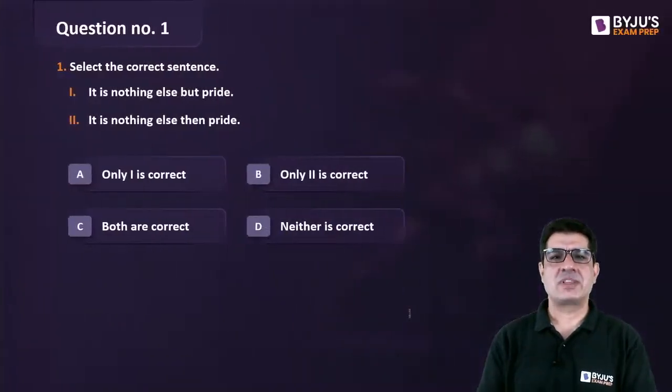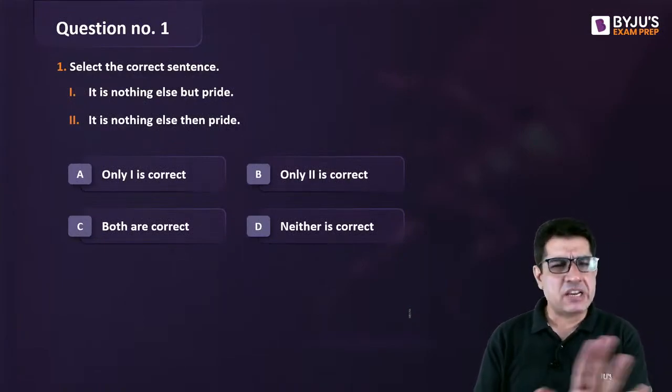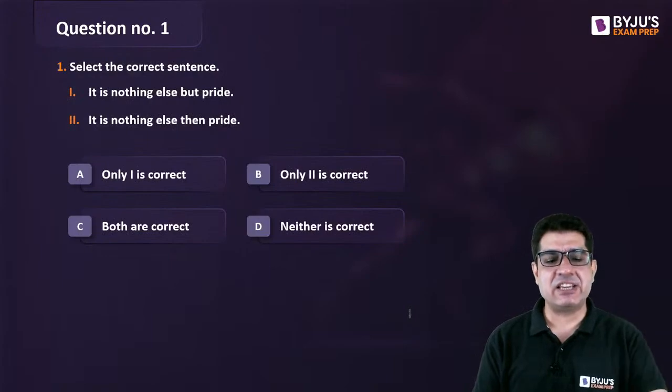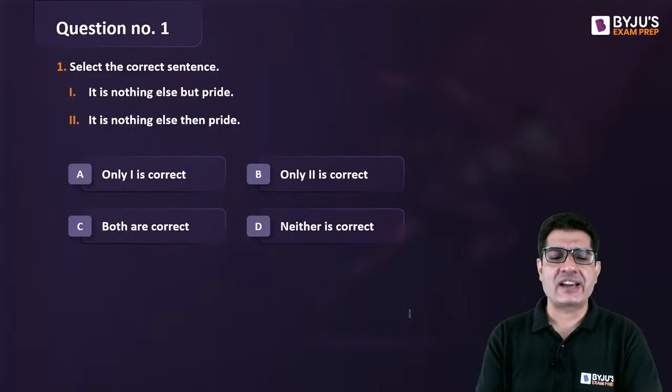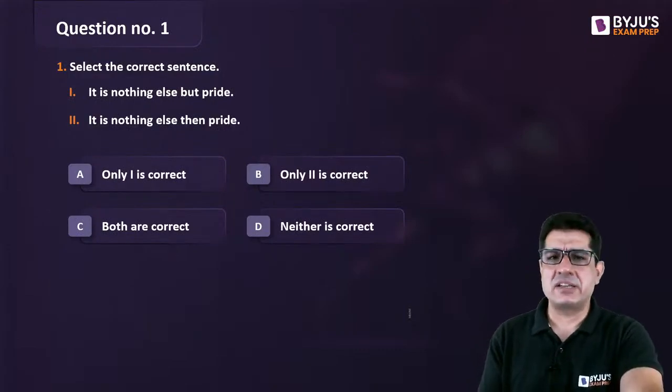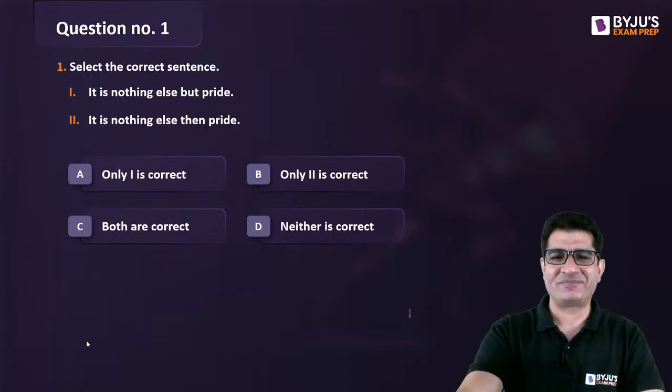There you go. So question number 1, you have been given 2 sentences. Your job is to pick up which one of A, B, C and D represents the correct situation. And here, when we say correct sentence, we are talking about grammatically correct sentence, okay? So let's not go beyond grammar.